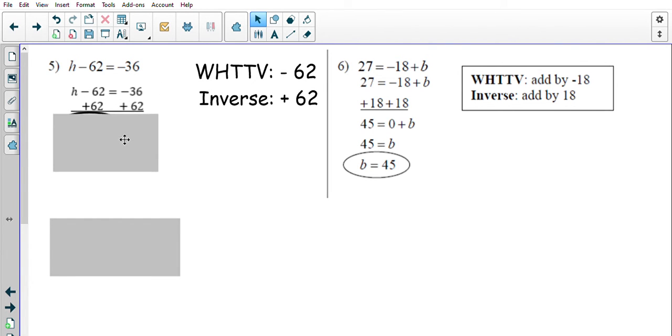So add 62 to both sides. Again, on the left-hand side, this is going to cancel out. That's why we use inverse operations, to isolate our variable h. In your calculator, you're going to plug in negative 36 plus 62. That's going to get us h equals 26.